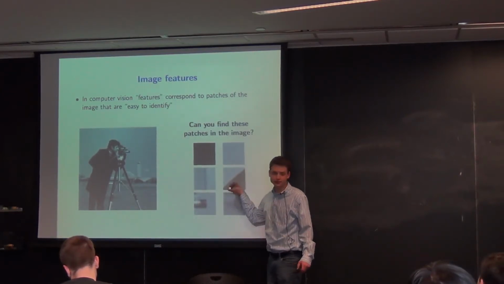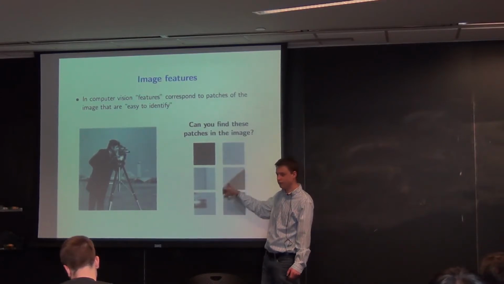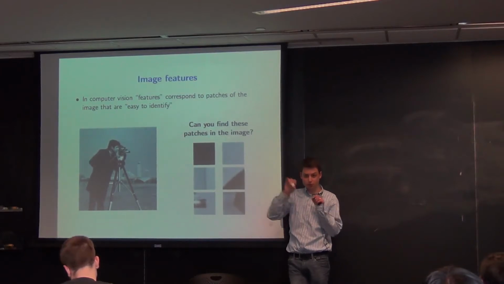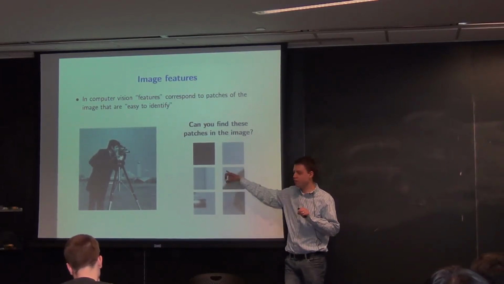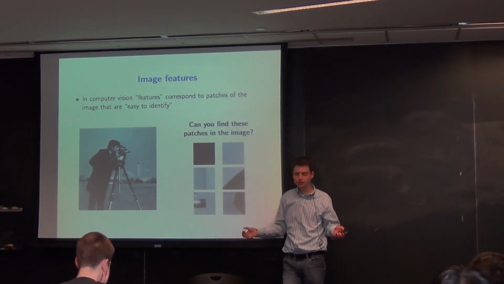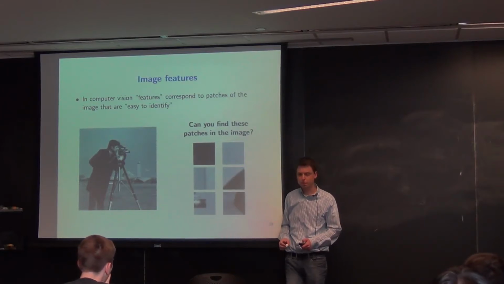What about this one here? Right, exactly. Because if you move in this direction, there's very little change. That's the direction corresponding to the smaller eigenvalue. Whereas if you move in this direction, you have a big change. Here, you'll have a big change in both directions, so both eigenvalues are going to be big.